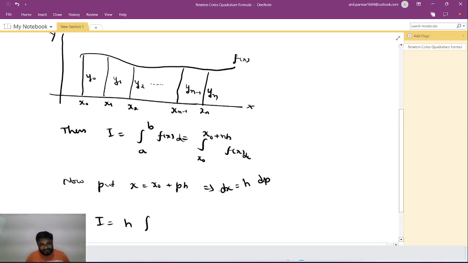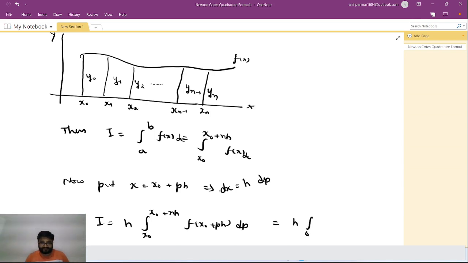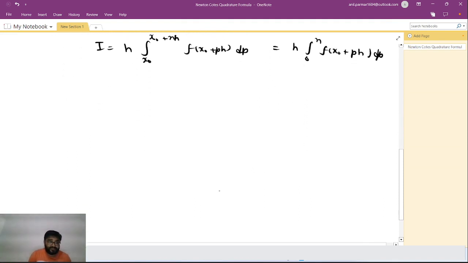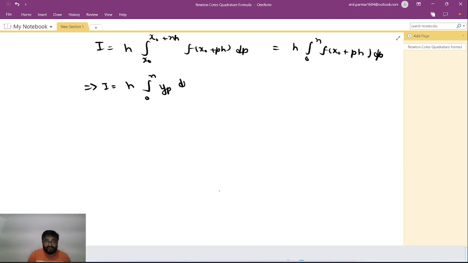I is equal to h integration x0 to x0 plus nh f of x0 plus ph dp. That means h integration 0 to n f of x0 plus ph dp. Now moreover, f of x0 plus ph is our yp. Moreover, here we have I is equal to h integration 0 to n yp dp. So here it is our equation number 1.